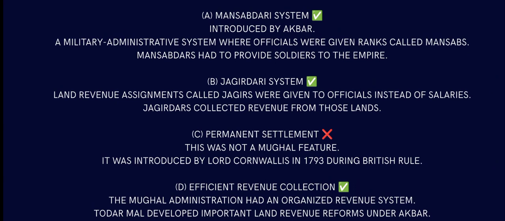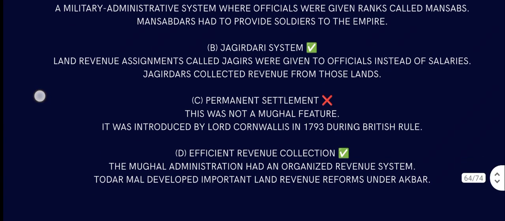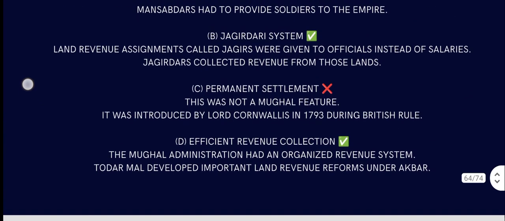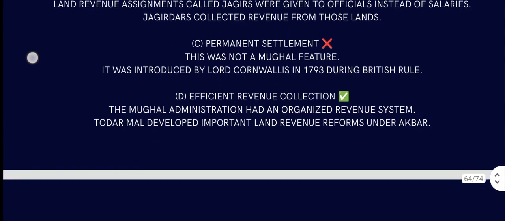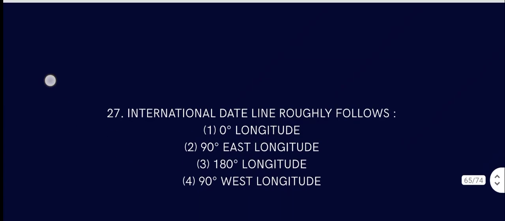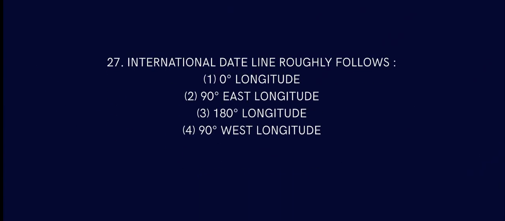The permanent settlement is a no-go because it was not a Mughal feature. It was introduced by Lord Cornwallis in 1793 during British rule, or you can say the Zamindari system. Option D, efficient revenue collection: the Mughal administration had an organized revenue collection. Todar Mal developed important land revenue reforms under Akbar. So Todar Mal is a person who developed important land revenue reforms under Akbar. Here you get the point. If there's any complication or confusion, you can let us know in the comment section.